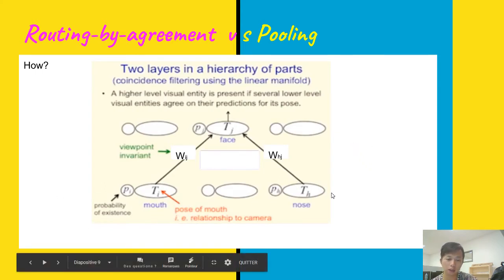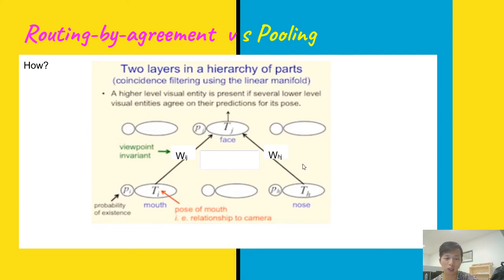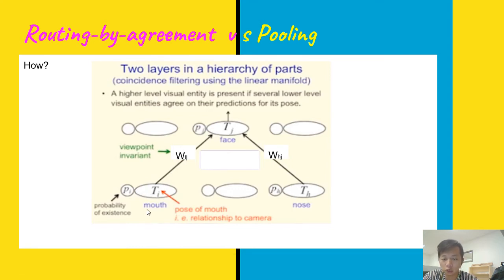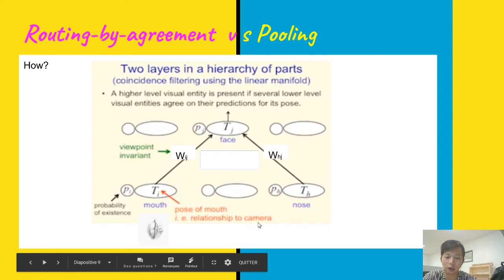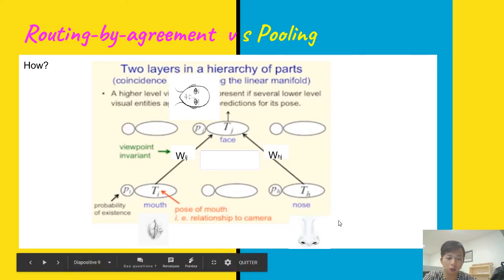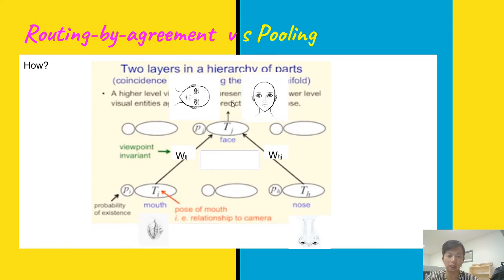So here, this line is the primary caps, and this line is the digit caps. For primary caps, we will detect entities. For example, this capsule detects a mouth like this, with this direction. By multiplying with the transform matrix, it should make a prediction of a head like this, with this direction. And here, if we have a nose like this, it will make a prediction like this. So these two predictions are very different.